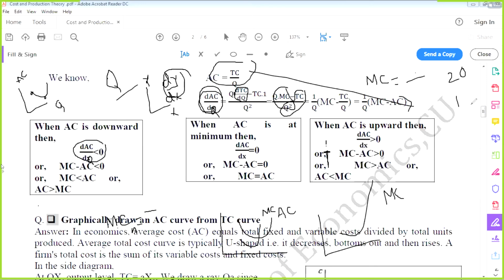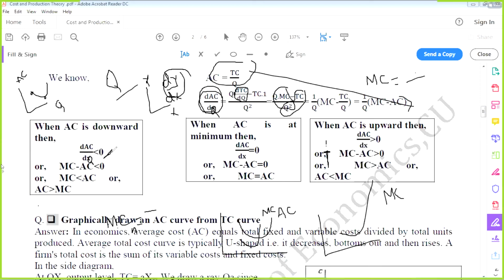That means what is the next point? The next point is 3 units less than the previous one, 14, isn't it? Yes, sir. So the slope of AC is downward, or the slope is decreasing. It actually means the second value is less than the first value. For that reason, we have written dAC by dQ less than 0. Can I write it down or not?